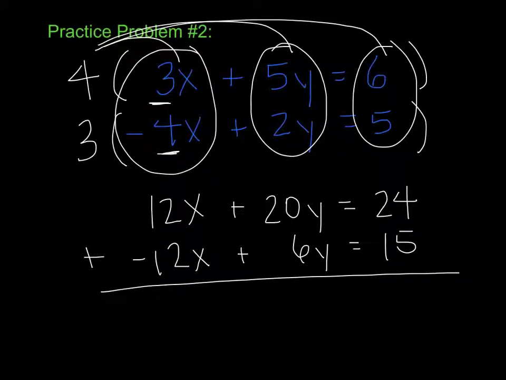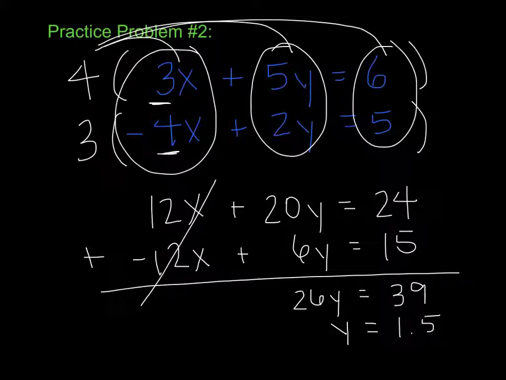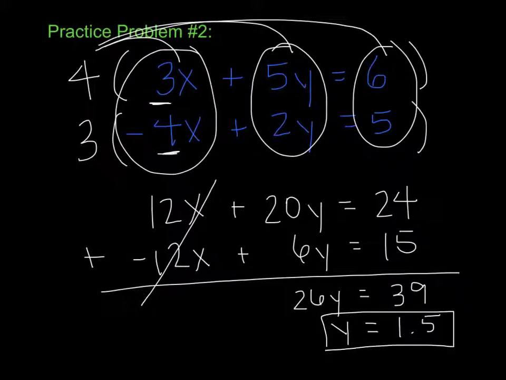If I add these up, 12x plus negative 12x, those cancel out. I get 26y equals 39, since 4 and 5 is 9, 2 and 1 is 3. 39 divided by 26 is going to leave me with y equals 1 5/10. I need to plug this solution back into either of the first two equations so that I can solve for the x value.